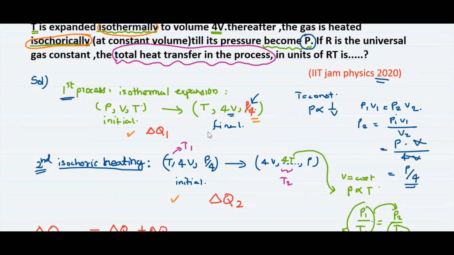First you find the initial and final conditions of the first process, and this final condition becomes the initial condition here, and find the final condition of that process also. Then using that, find ΔQ1 and ΔQ2, then we add up ΔQ1 and ΔQ2, and then we get ΔQ net. So I hope it is clear.